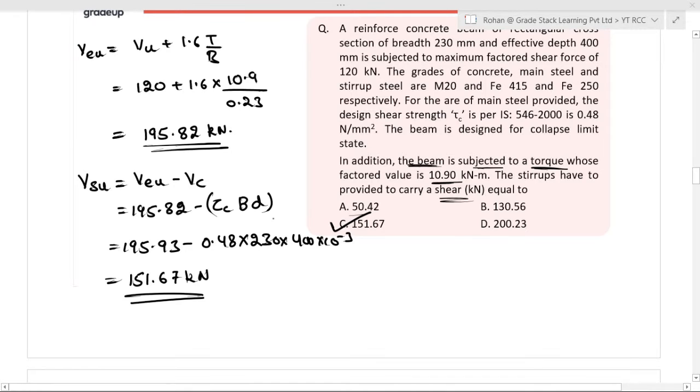Is it clear? Is it clear, guys? Is it clear to all?